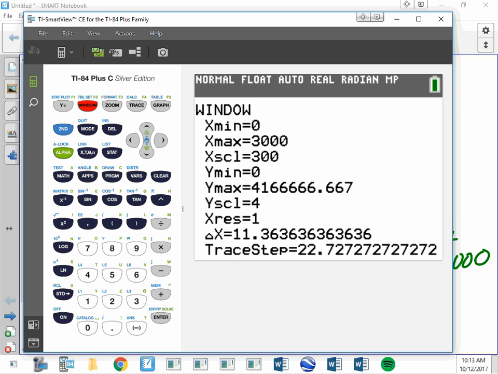Did you do zoom fit? Let's make sure your equation is right. Oh, your divide is on the inside. You need to divide the whole thing. Oh, you'll need to zoom fit again. Okay.